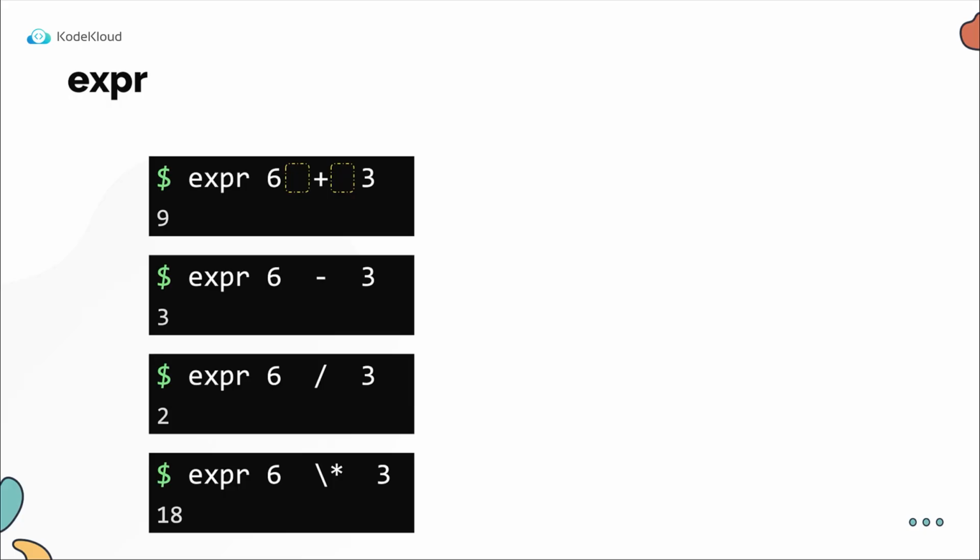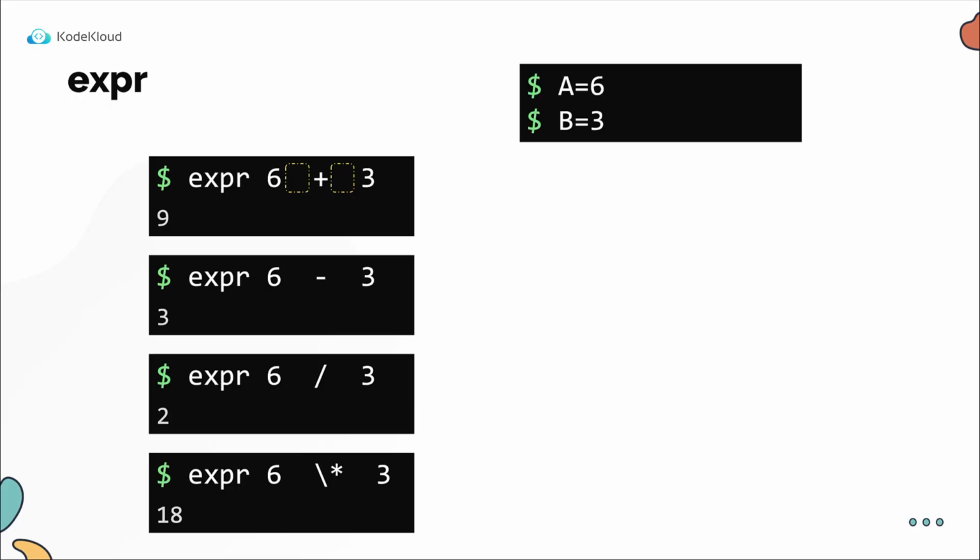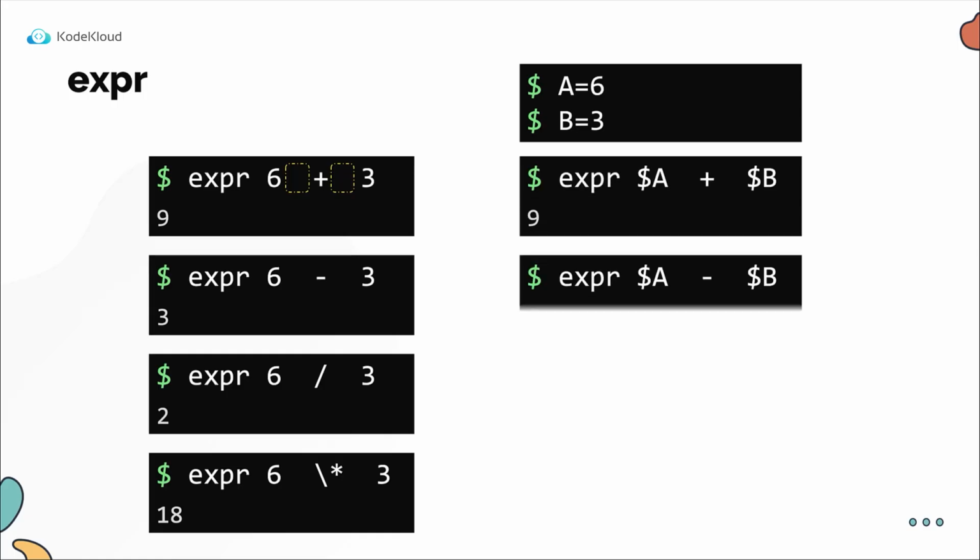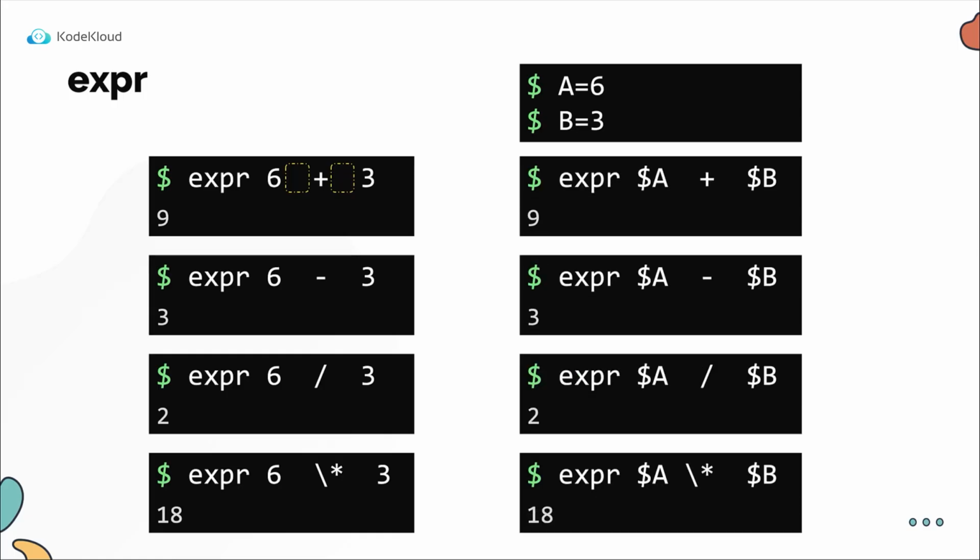These can be used with variable substitution as well. Say, for example, we have two variables A and B with values 6 and 3. Then we can use the variables instead of the numbers using the $A and $B syntax.